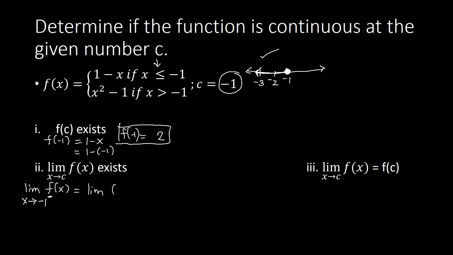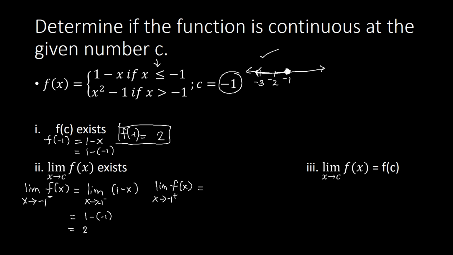We've got the limit of 1 minus x as x approaches negative 1 coming from the left side. We now substitute: 1 minus negative 1 is equal to 1 plus 1, which is equal to 2. Next, we are going to check the right-hand limit. So we have the limit of f of x as x approaches negative 1 coming from the right side.